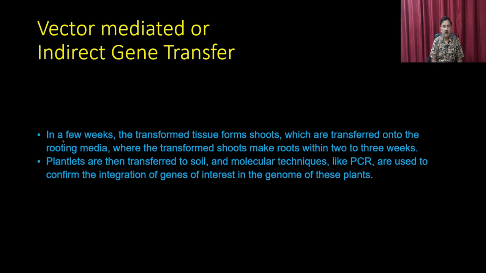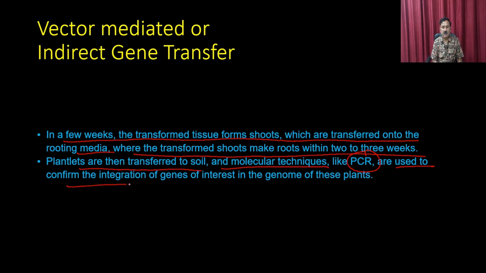Then, in a few weeks, the transformed tissue forms shoots which are transferred onto rooting media, where the transformed shoots make roots within 2 to 3 weeks. Plantlets are then transferred into the soil, and molecular techniques like PCR are used to confirm the integration of the gene of interest into the genome of these plants.